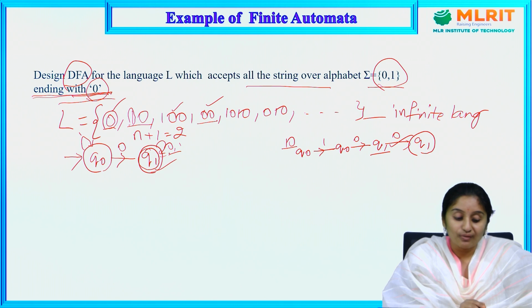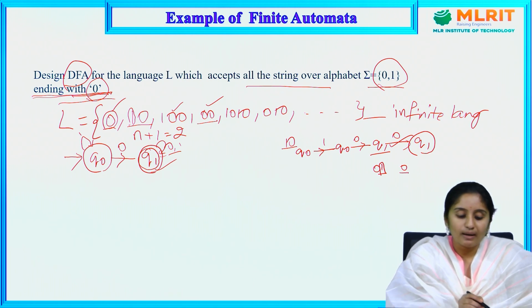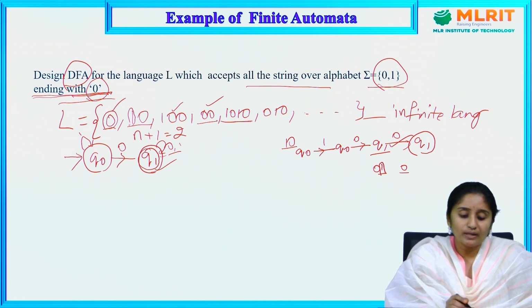If I place 10 here, instead of taking 0, 1, I can take 0, 1. 0, 1 is ending with 1, but my condition is that it should end with 0. So that is the case, I am not taking 1 here. So next I am having 10.